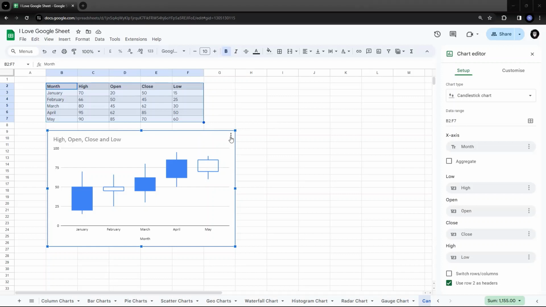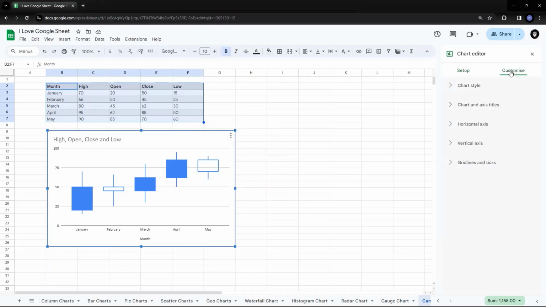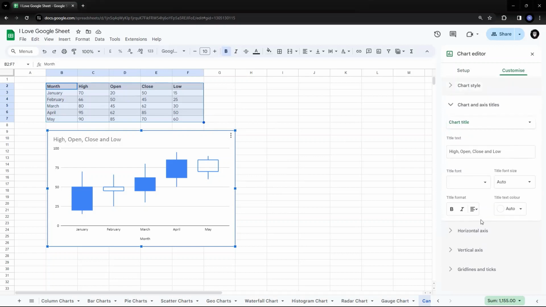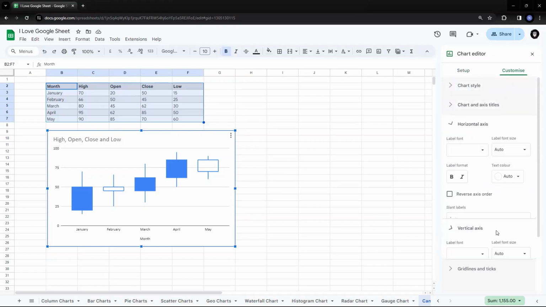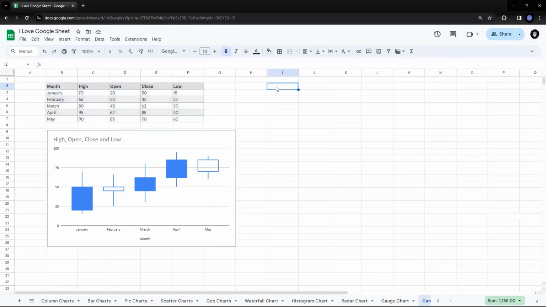Now, if we try to edit the chart, you can usually understand what the options are. The only thing that has changed is what are the low values, what are the open and close values, and what are the high values that we need to specify, which we have already done. If you go to customize, the other options remain the same. There is no change from our line chart, so I'll not get into this. Let's try some other data.